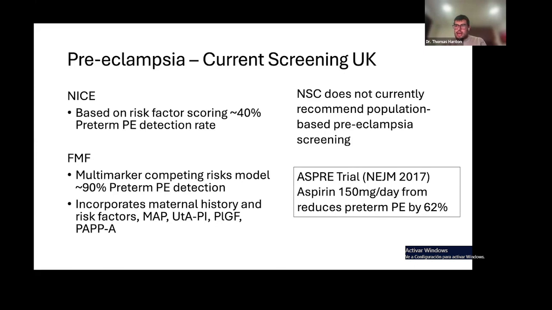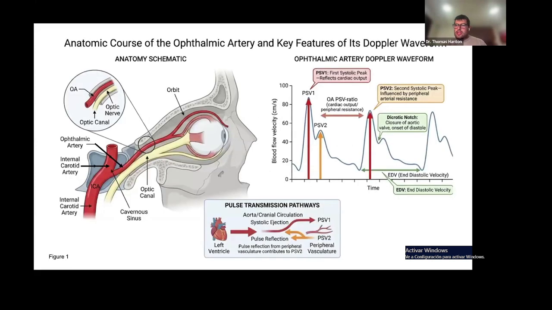So the ophthalmic artery Doppler. The ophthalmic artery is a blood vessel that is one of the first branches of the internal carotid artery. Now, it gives us lots of insights into the maternal cerebral circulation, and it has a very distinctive waveform. It has these distinctive peaks, PSV1 and PSV2. These peaks are essentially pressure increases within the blood vessel sitting behind the eye.